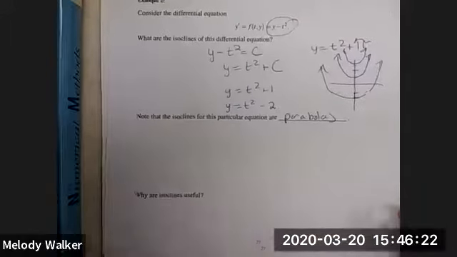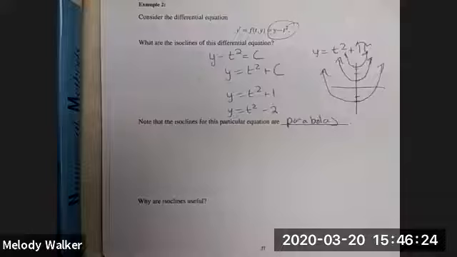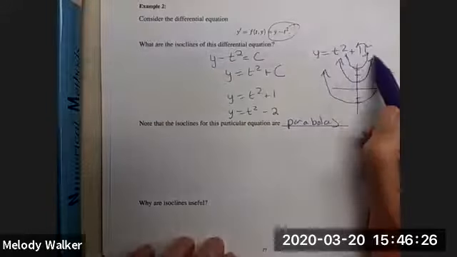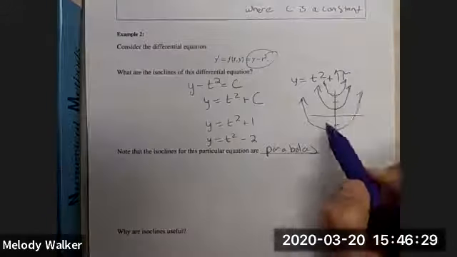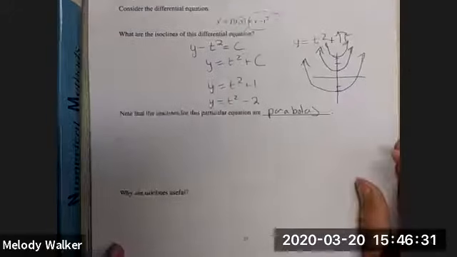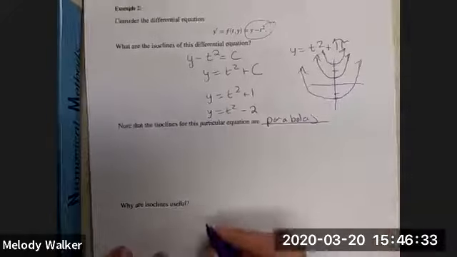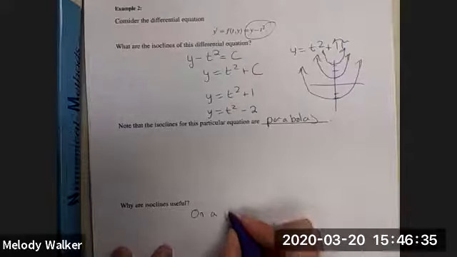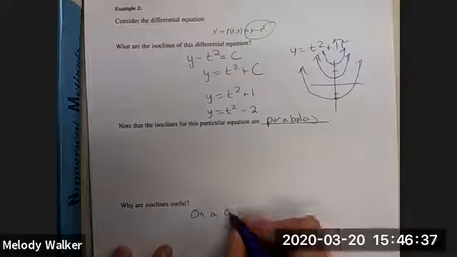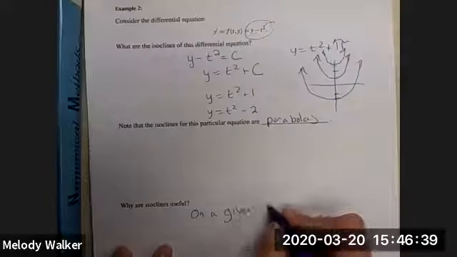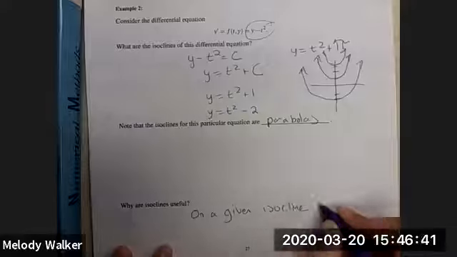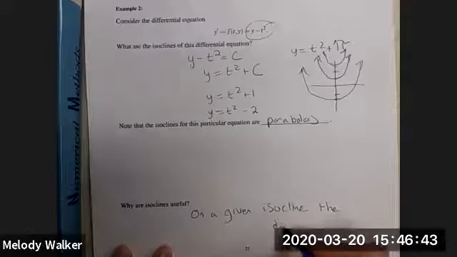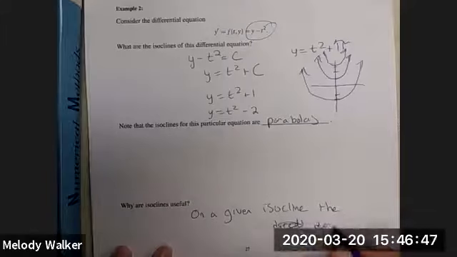So why isoclines are useful: wherever these parabolas are, all of these values have the same derivative. So on a given isocline, the derivative is the same.